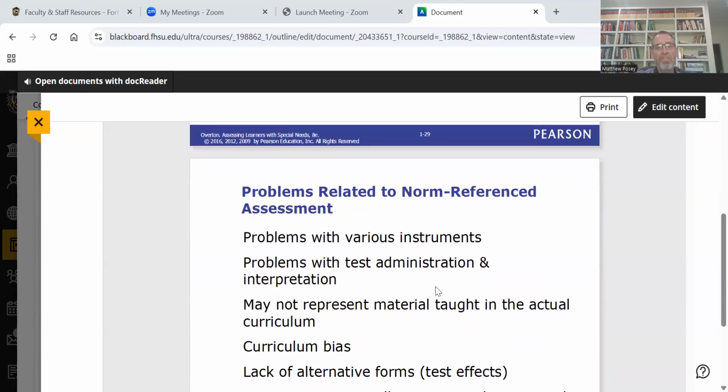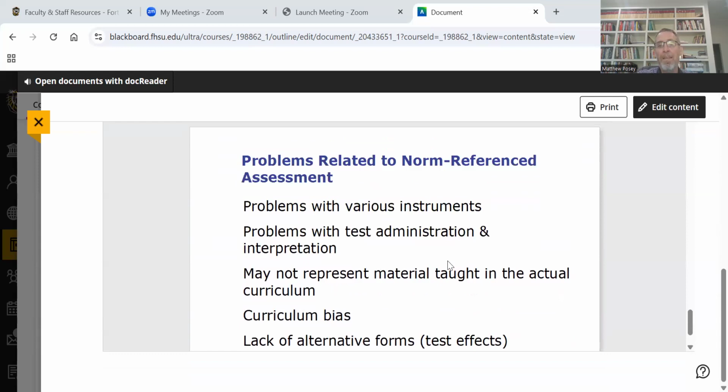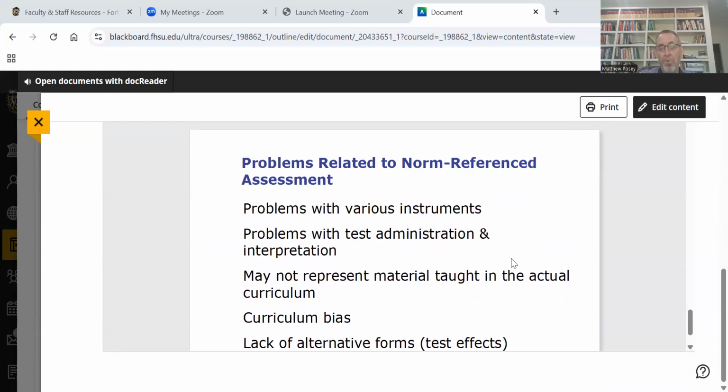Next is norm-referenced assessment. Won't really cover that. That's going to be a little bit later on. More worried about informal assessment. So that ends the slide deck on informal assessment.